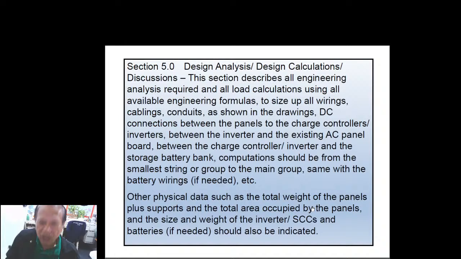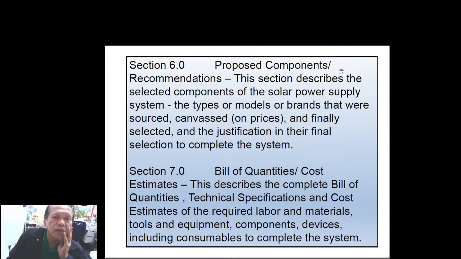Other physical data such as total weight of the panels plus supports, total area occupied by the panels, and the size and weight of the inverter, controllers, batteries if needed should also be indicated. So nakalagay lahat dun sa libro mo. Section 6, proposed components recommendation. This section describes the selected components of the solar power supply system, the types of models or brands that were sourced, canvassed, and prices, and finally selected, and the justification in their final selection to complete the system.